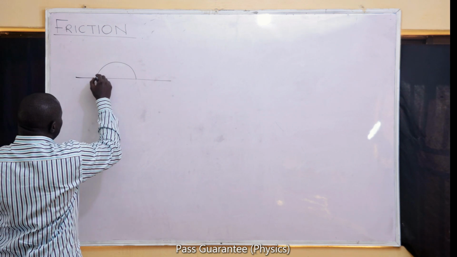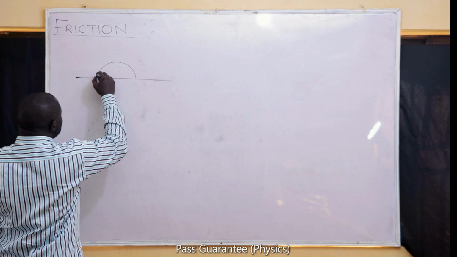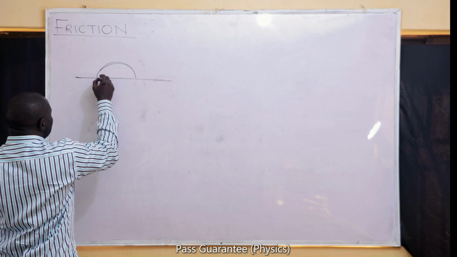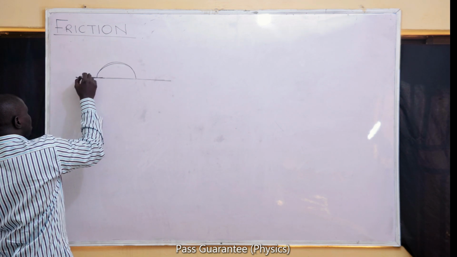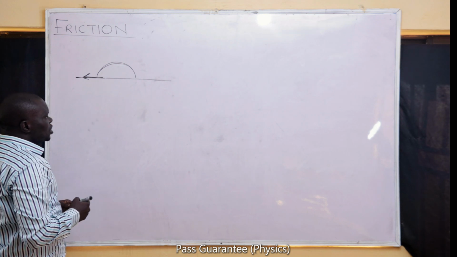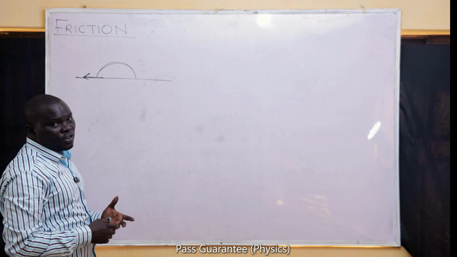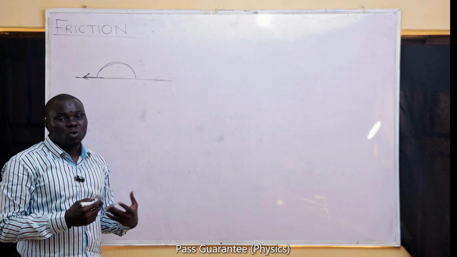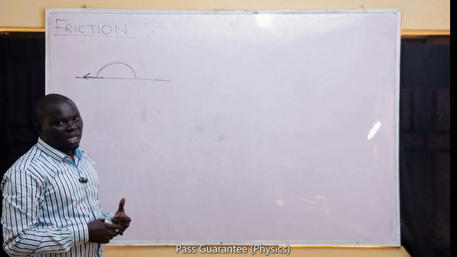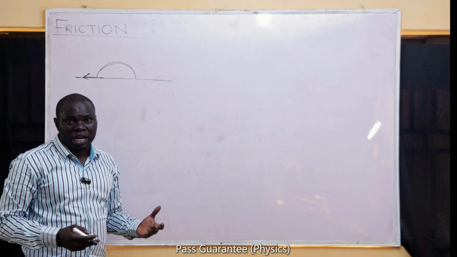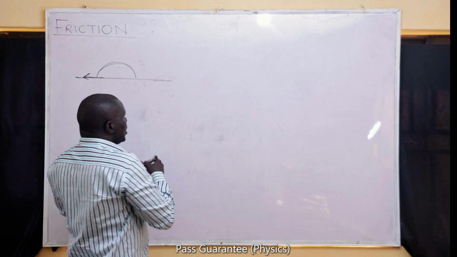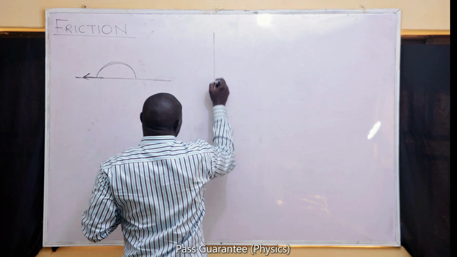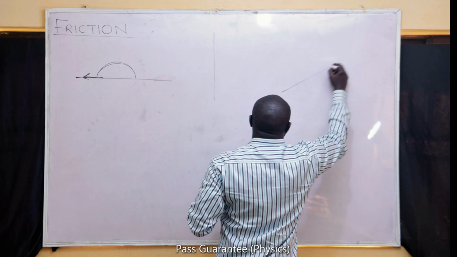If this is a surface, therefore, and this is another surface, the friction acts between the two surfaces. So anytime you have any given surface, you already know the direction in which the friction is going to be. And there are three of such surfaces that we can have. A surface can either be horizontal, as shown here, it can either be vertical, or it can be inclined.